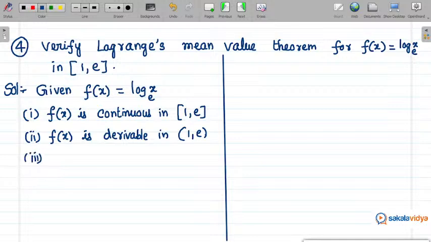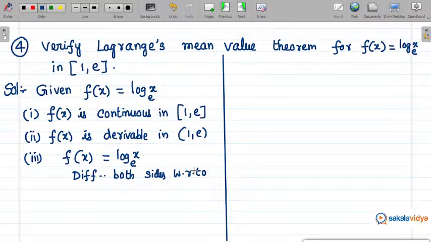Third point. As we have f of x equals log x to the base e, differentiate both sides with respect to x. So on differentiating with respect to x, what do we get? It becomes f dash x. The derivative of log x to the base e is 1 upon x. Clear? So now let us say a equals 1 and b is equal to e.